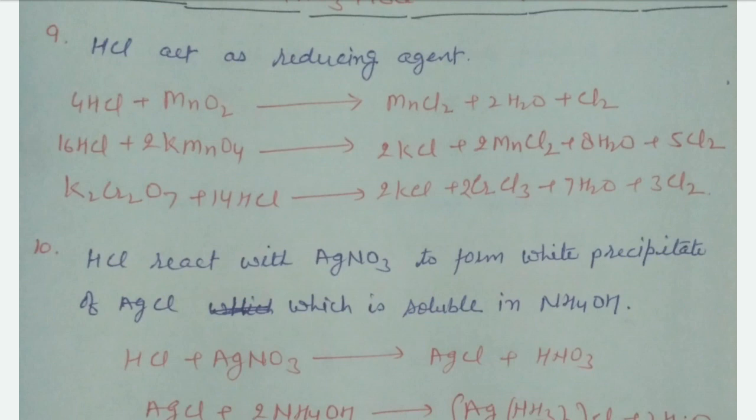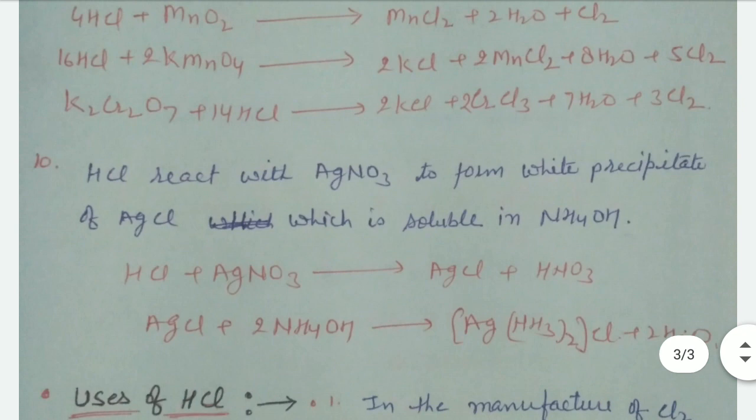HCl reacts with AgNO3 to form a white precipitate. Combined with silver nitrate, it converts to AgCl, and AgCl gives a white precipitate. That's right.